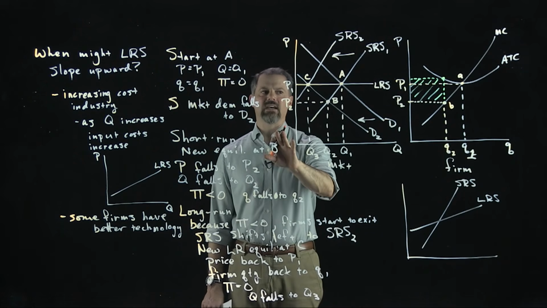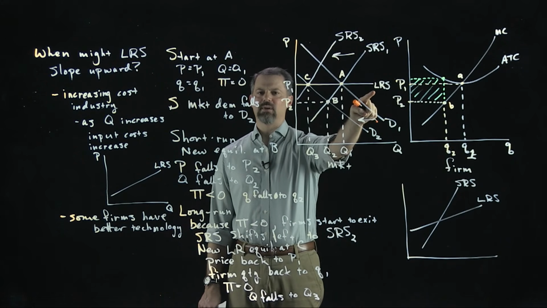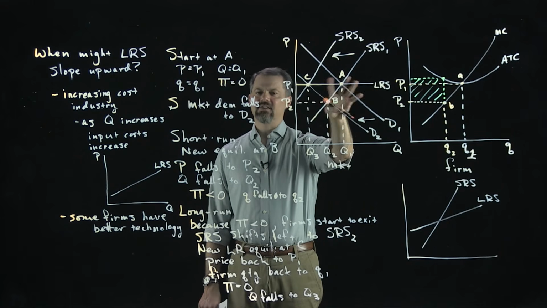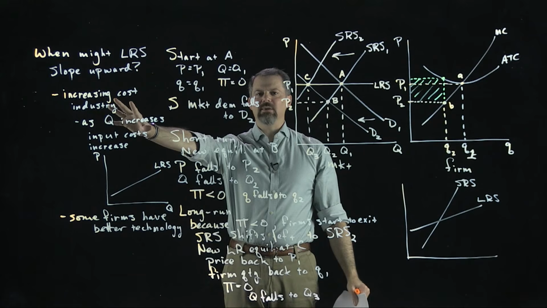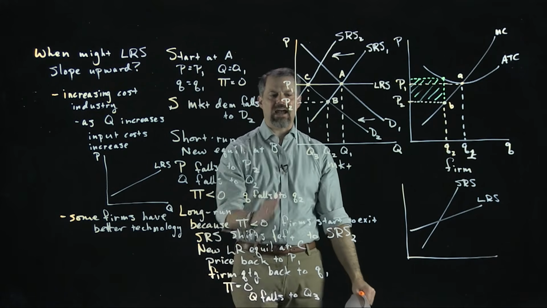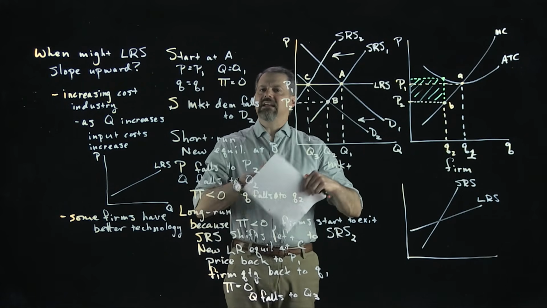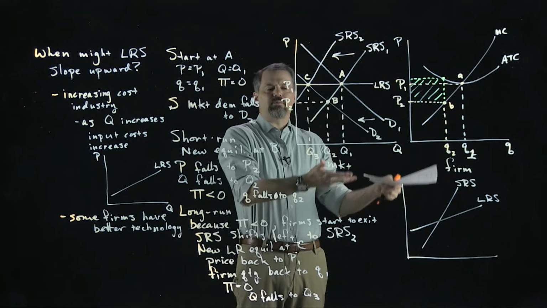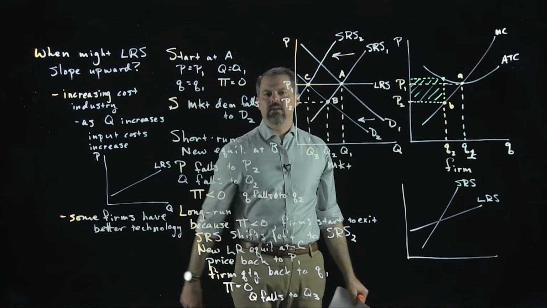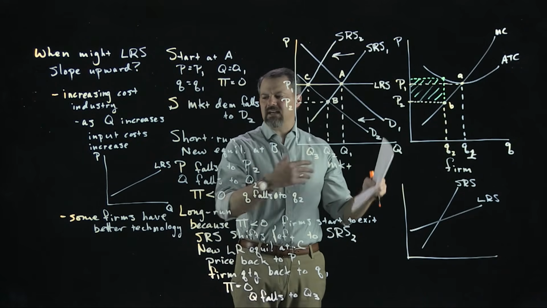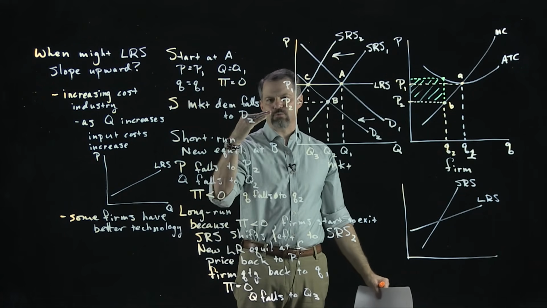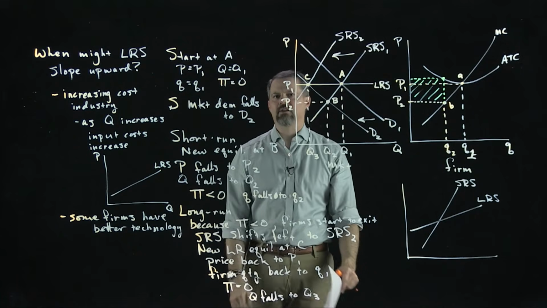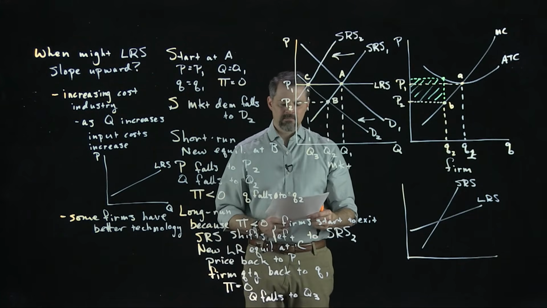In the extreme case, the long-run supply curve can be perfectly elastic. But this is very rare. Typically, most industries are going to be increasing cost industries, where as they expand, that increased demand for inputs drives the price of those inputs up. And so as an industry expands, the price at which the firms earn zero profit is rising, which causes our long-run supply curve to be increasing.